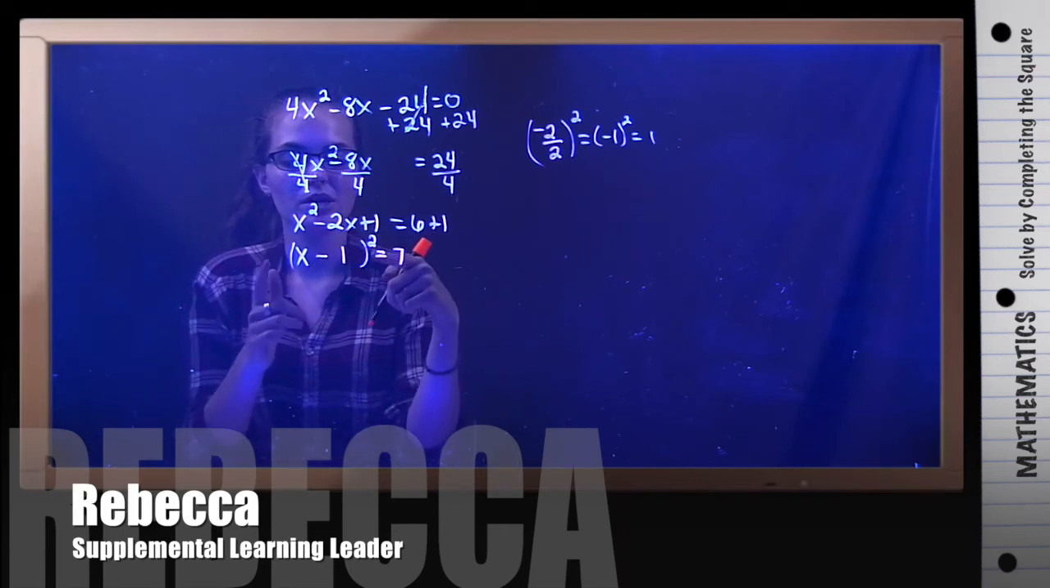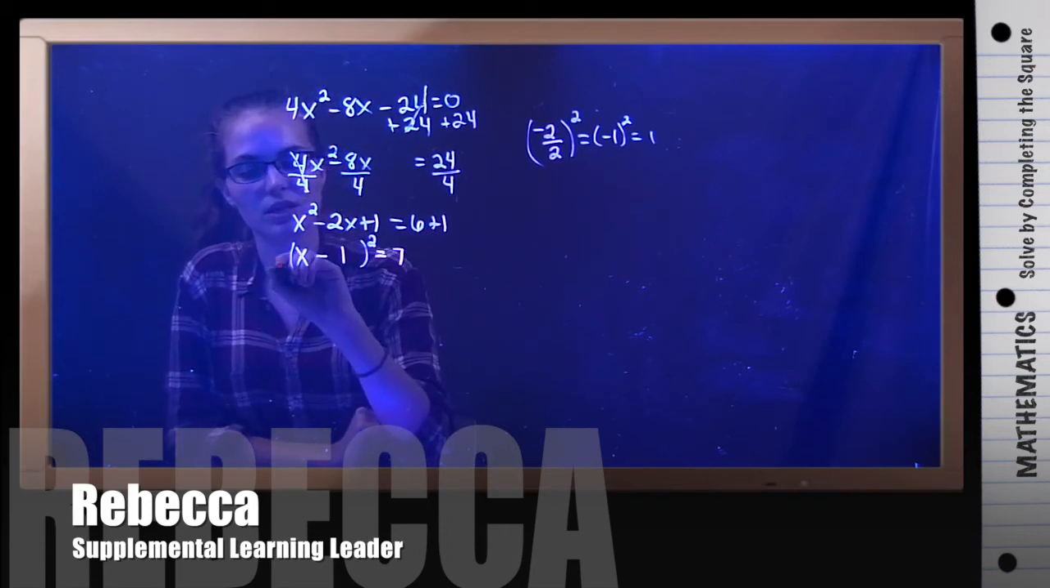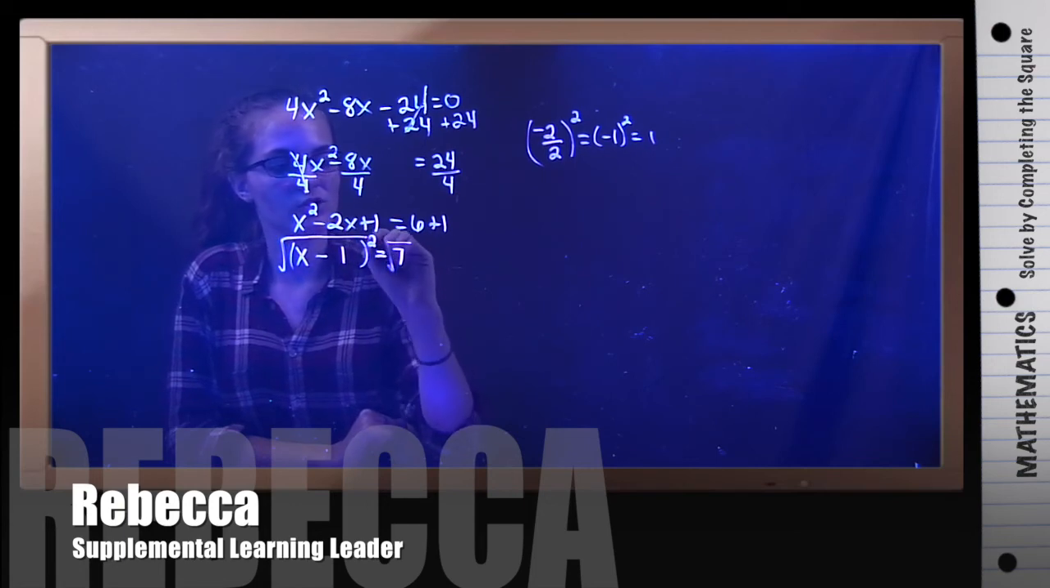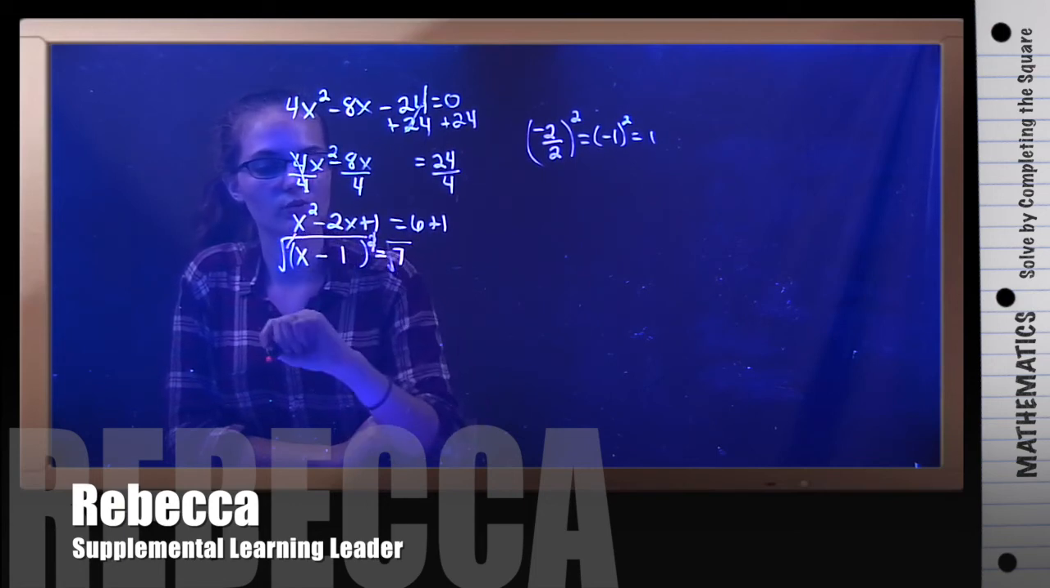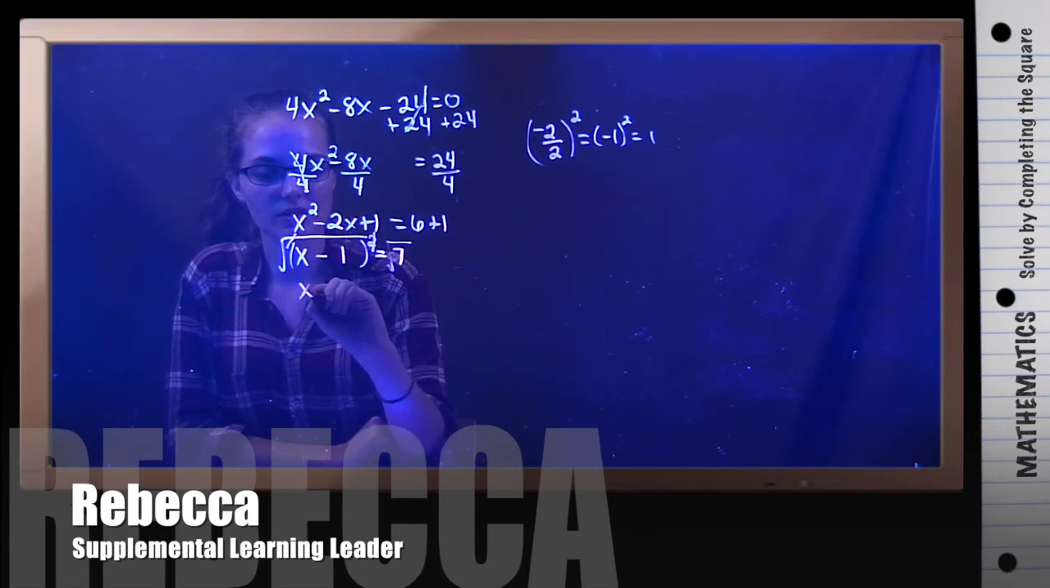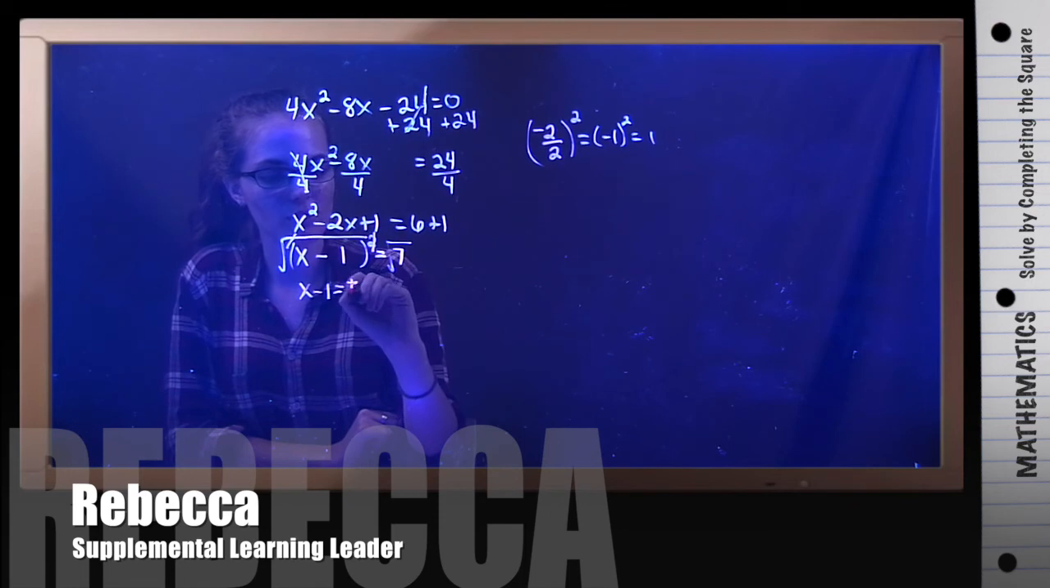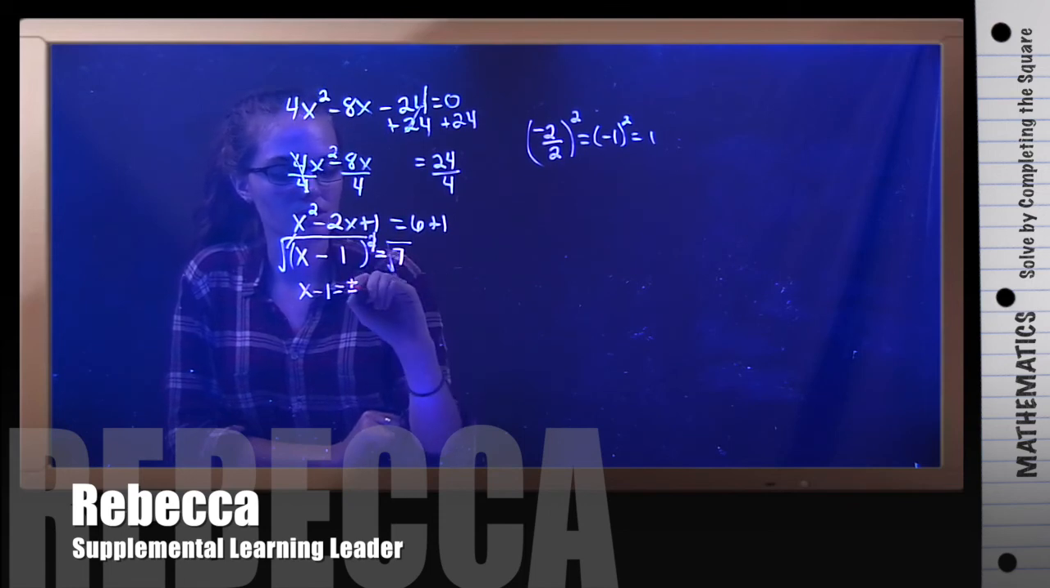And now we can continue with the square root method. We can take the square root on both sides so that this square will cancel out with the square root. And all we have left on this side is x minus 1. But on this side, we need to remember our plus or minus because we took the square root. And 7 can't be simplified, so it's just the square root of 7.